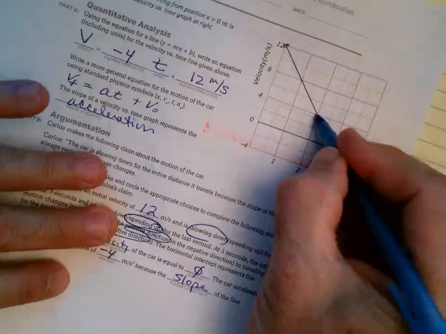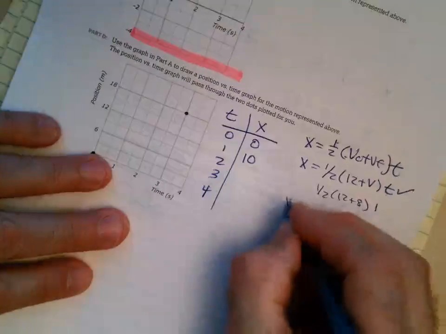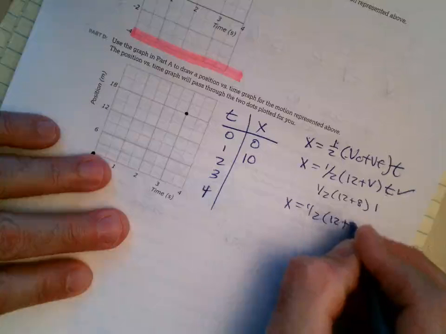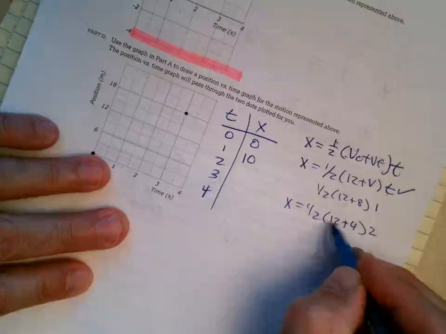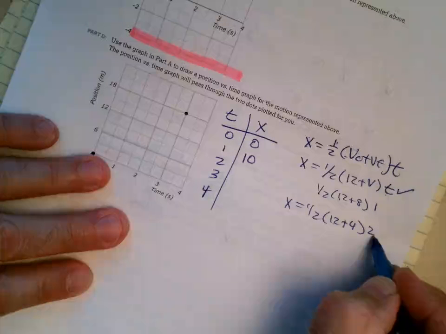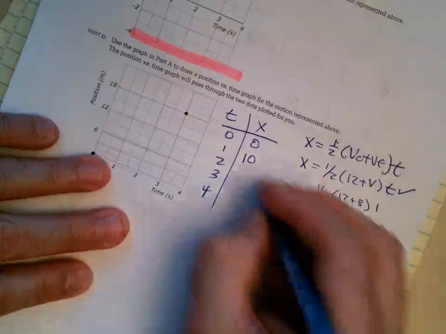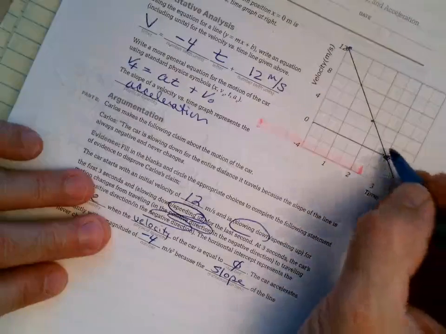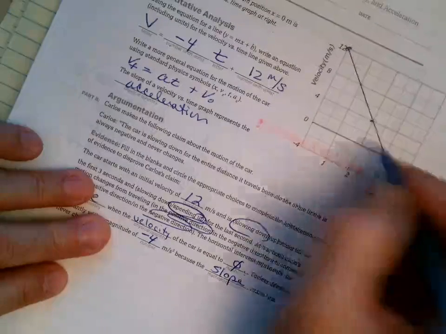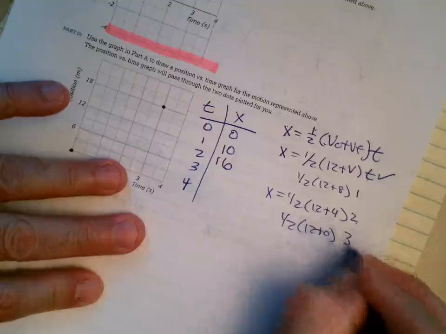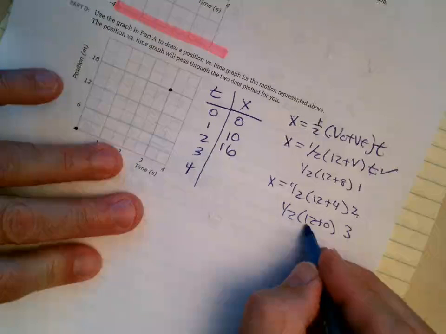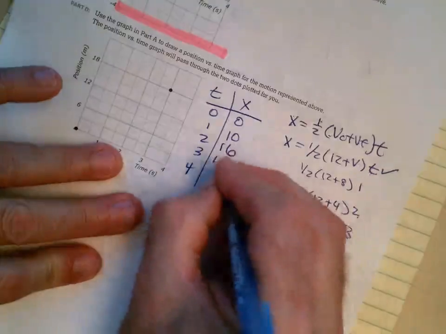All right, so the next one, we are at 2 seconds and velocity 4. So x equals 1/2 (12 + 4) times 2. So this would be 16. 8 times 2 is 16. All right, next we are at time 3 and 0 velocity. So we would go 1/2 (12 + 0) times 3. So 12, that's 6. 6 times 3 is 18.